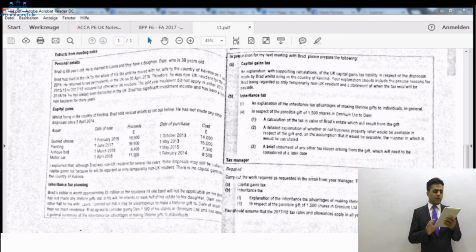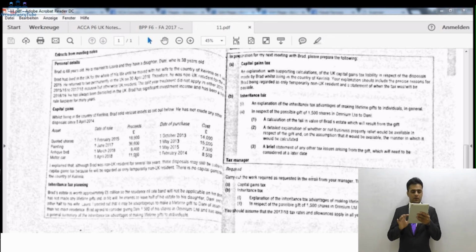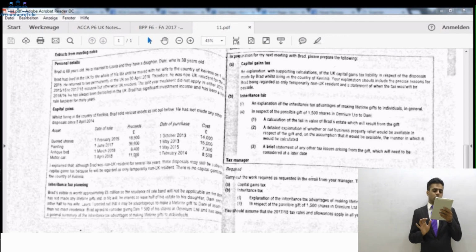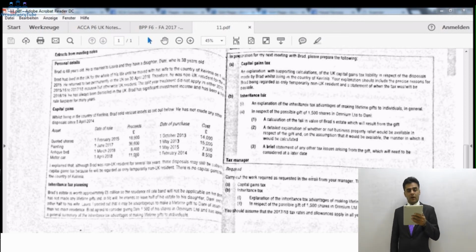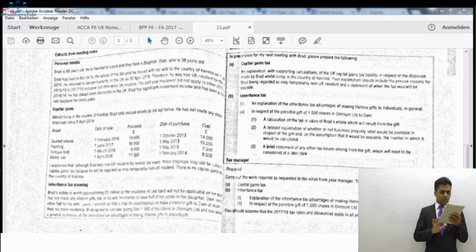Now, the asset on which we have to pay the capital gains tax in the year of return, that will be payable. His year of return is which one? His year of return is 30th of April 2018, which is tax year 2018/19. Now tax will be payable on 31st of January after the end of that tax year. Alright? So we'll have to write down the date of payment as well. That's why I've told you.